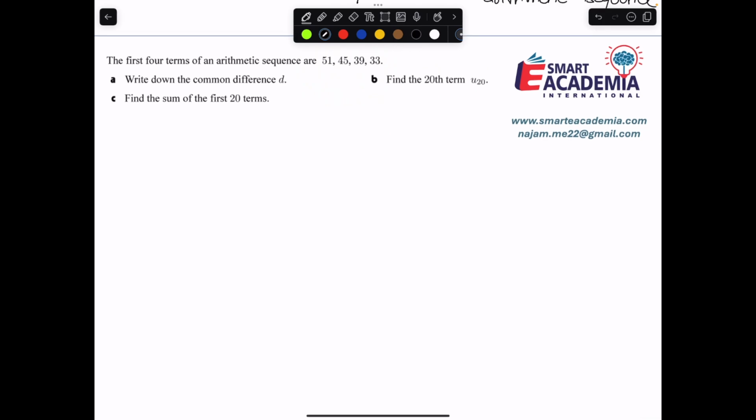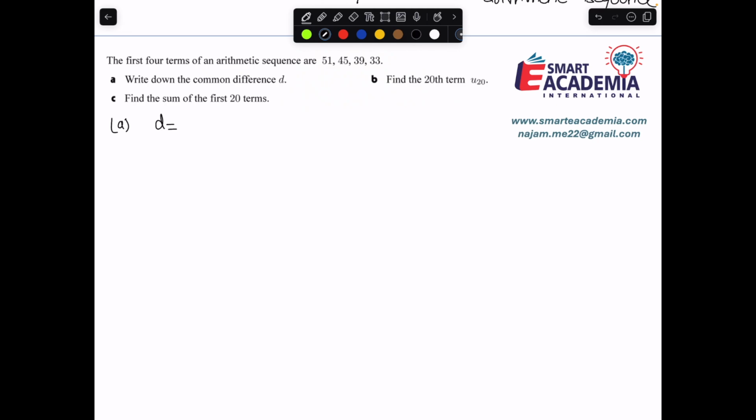Now let's try to do another question. It says the first 4 terms of an arithmetic sequence are 51, 45, 39, 33. In the A part, it says write down the common difference. If you see, in this case the sequence is decreasing. It does not matter whether the sequence is increasing or decreasing. The only thing that matters is that it must have a common difference. Since it's already said to be an arithmetic series, we do not need to check if the sequence has a common difference. We can just calculate it by subtracting any 2 consecutive terms, as compared to our previous question where we had to prove it.